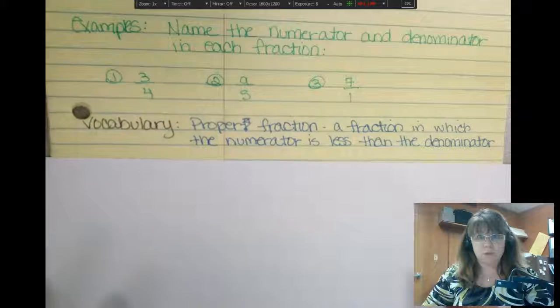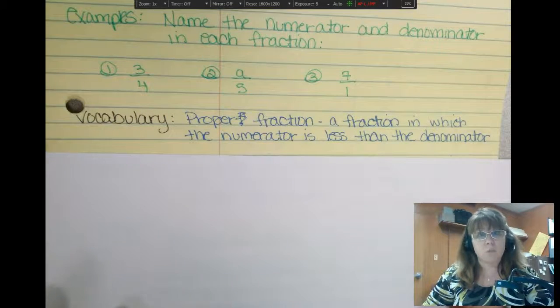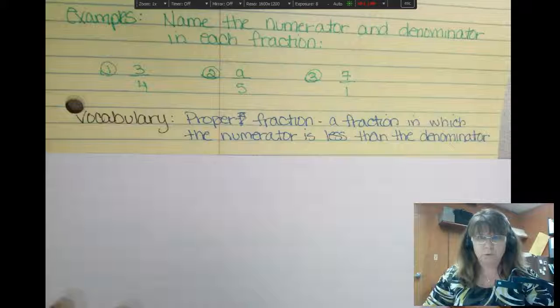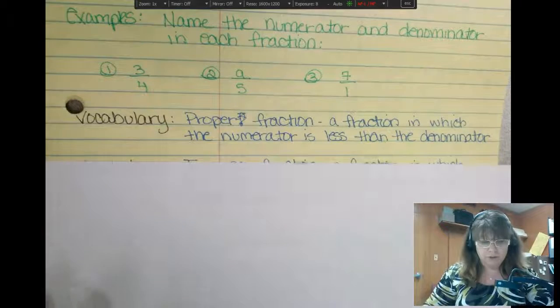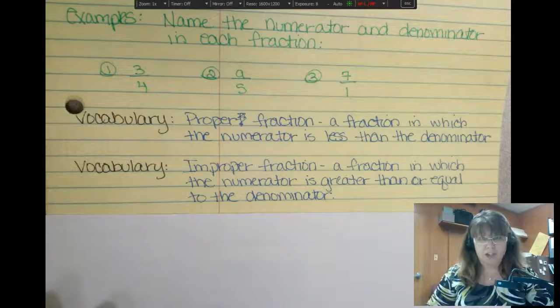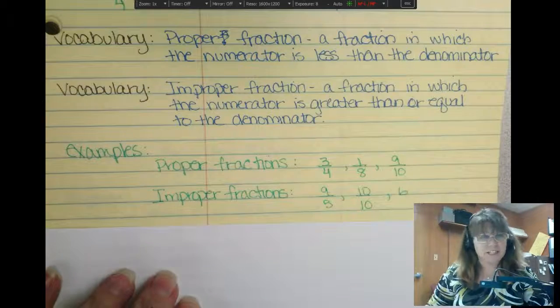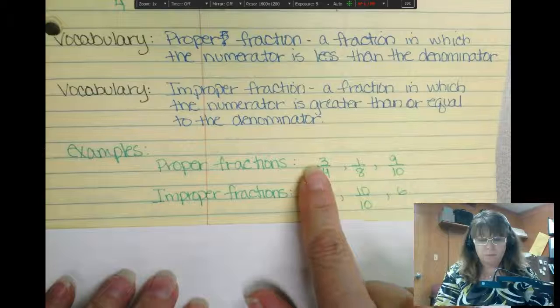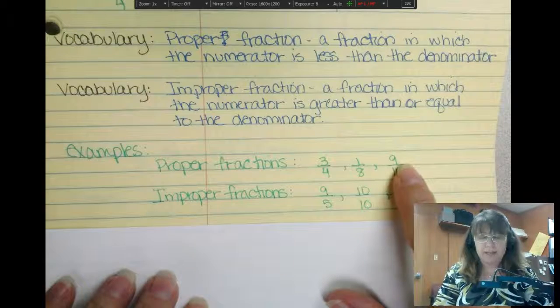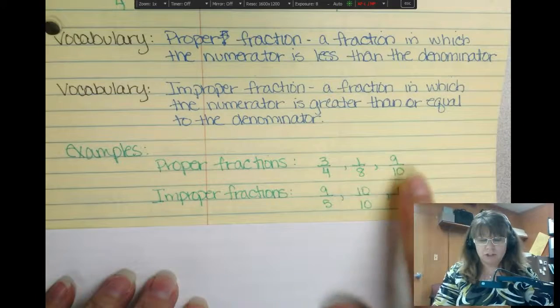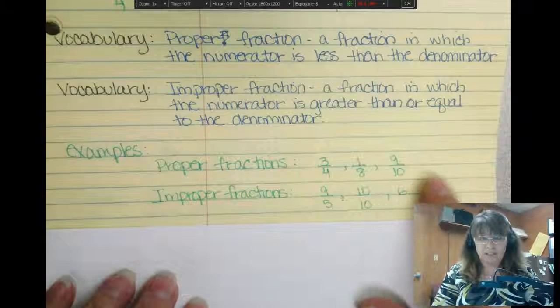So again, we have some terminology. First is a proper fraction. A proper fraction is where the numerator, remember the numerator is the top number, is less than the denominator. An improper fraction is a fraction whose numerator is greater than or equal to the denominator. Let's look at some examples. Proper fractions would be 3/4, 1/8, 9/10. All the numerators, 3, 1, and 9, are smaller than the denominators, 4, 8, and 10, respectively.